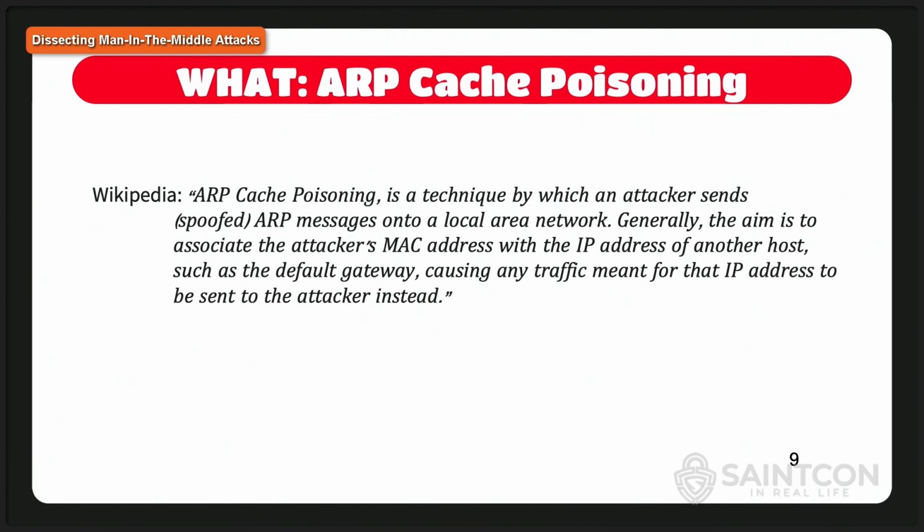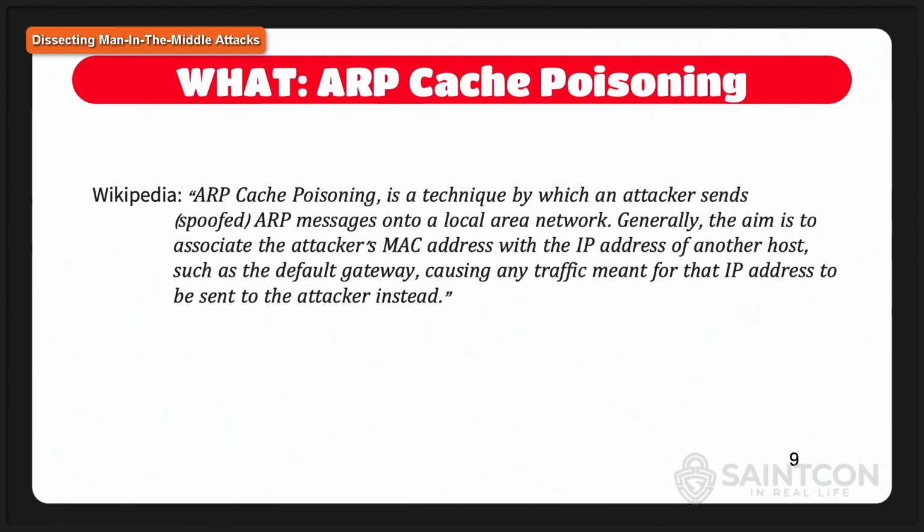So another Wikipedia definition: ARP cache poisoning is a technique by which an attacker sends spoofed ARP messages onto a local area network. Generally, the aim is to associate the attacker's MAC address with the IP address of another host, such as the default gateway, causing any traffic meant for that IP address to be sent to the attacker instead. So this is actually what happens.